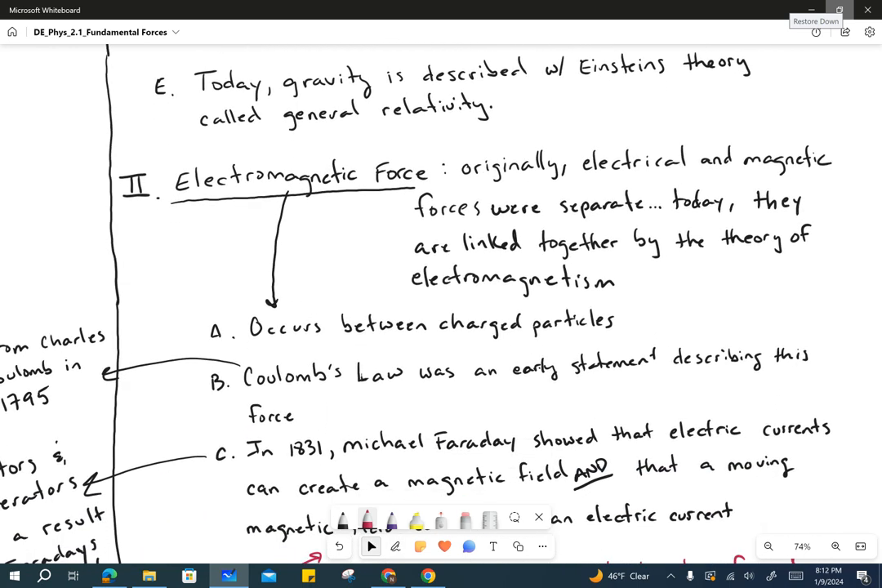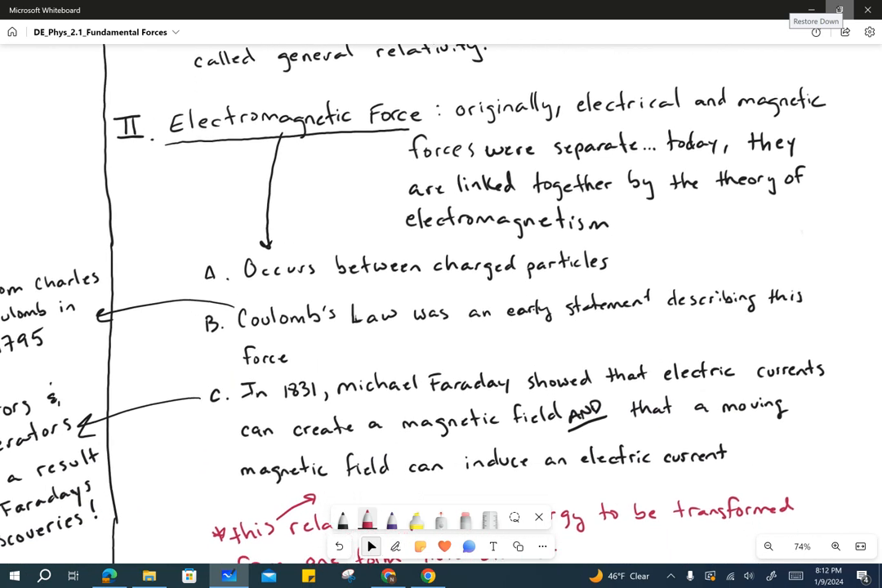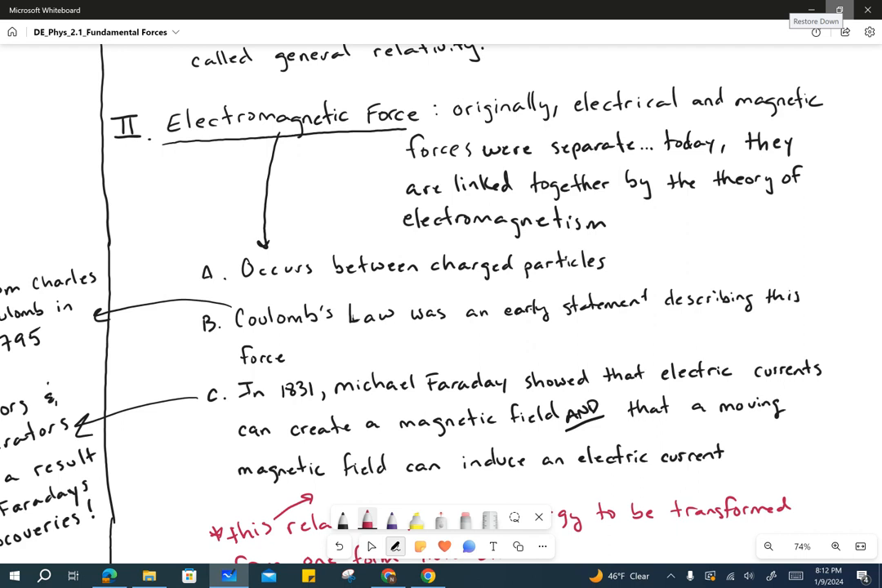Okay. So moving on to the second fundamental force of the universe, electromagnetic force. If you noticed that electro and magnetic seem to be two different ideas blended together, you're not crazy. We used to think that they were separate forces, but today we link them through the theory of electromagnetism, and that's why you see it titled as electromagnetic force. It does occur between charged particles, right?